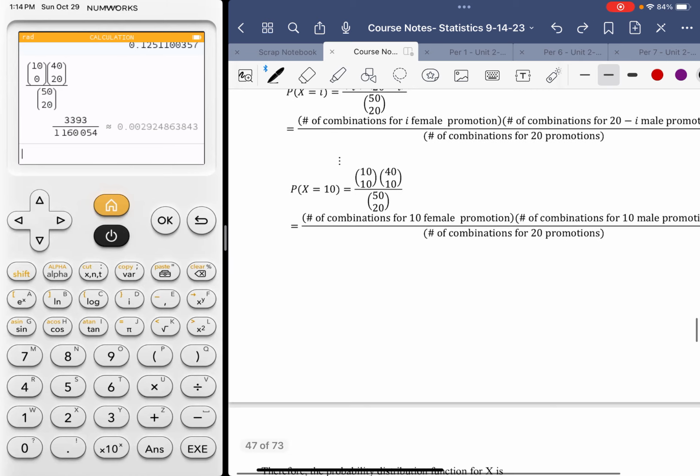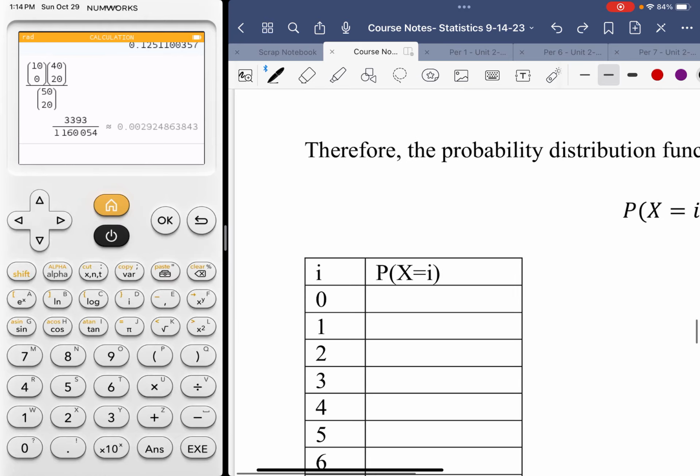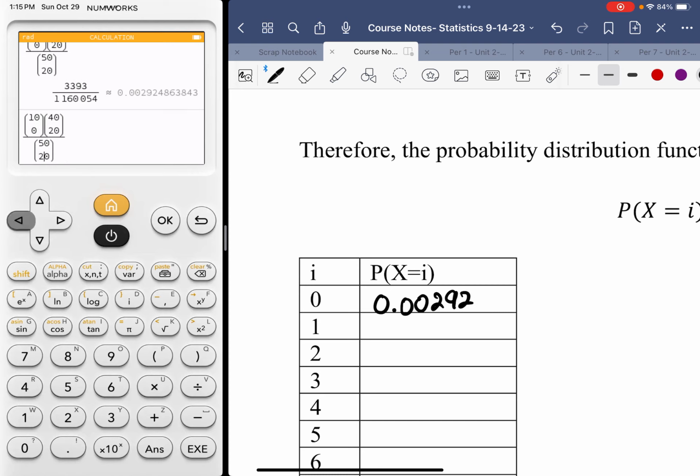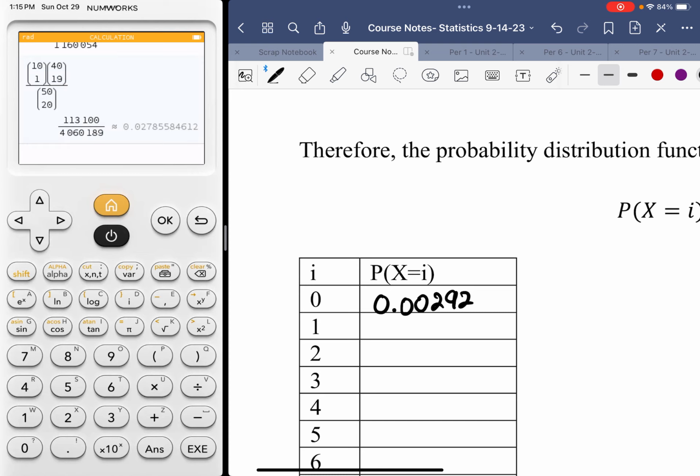I could put it in my calculator. Put it in my table. I'll put the 0 first: 0.00292. Now, if I wanted to, this would be kind of a pain, but I could go in and change this 0 to a 1 and change the 20 to a 19 and get the second value. I did it, so I might as well include it. Could do it again.